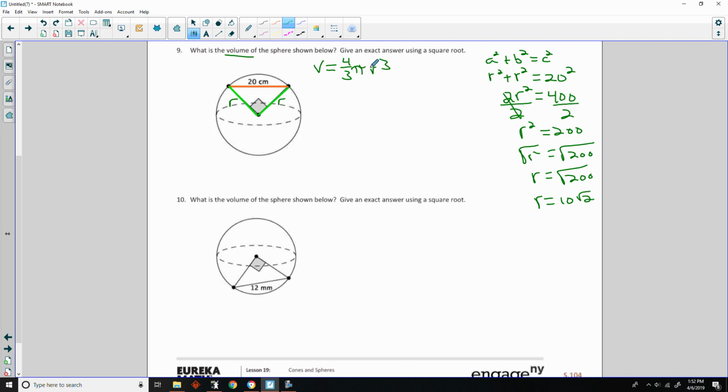So now I can bring that over here. Now I can do this part. Volume equals 4/3 pi, and my r is 10 square root 2.